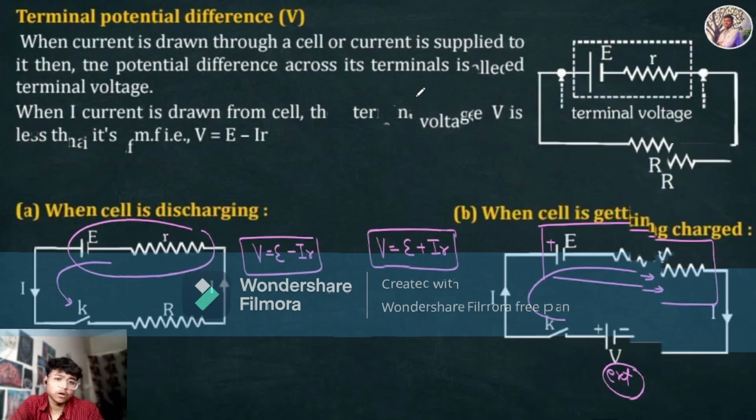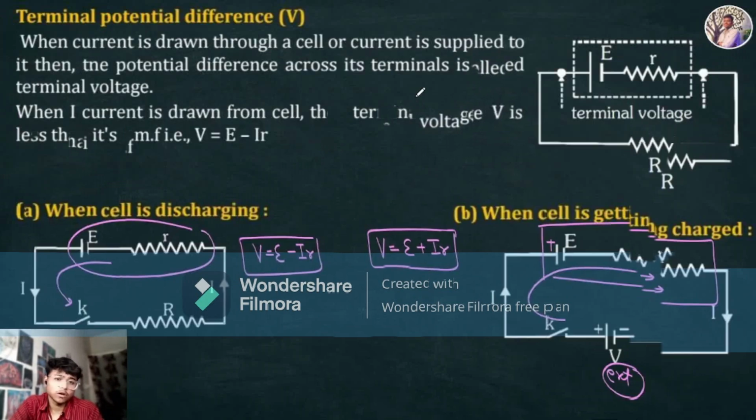Yeah. So the EMF is always more than the voltage, because some current is drawn from it, and the internal resistance takes some energy. So V equals E minus Ir if it is discharging. Okay, and if it is charging, then V equals E plus Ir.